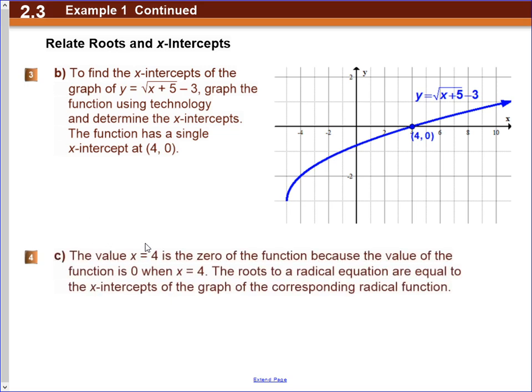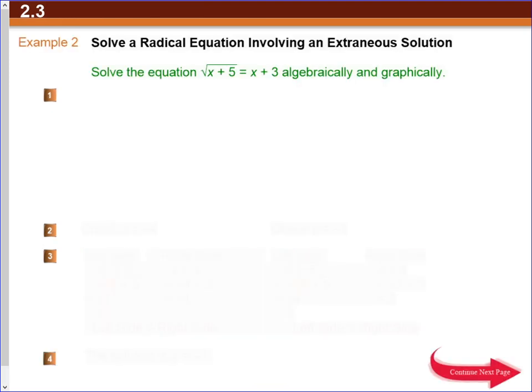The value x is equal to 4 is the zero of the function, because the value of the function is 0 when x is equal to 4. The roots to a radical equation are equal to the x-intercepts of the graph of the corresponding radical function. And that's example number 1.